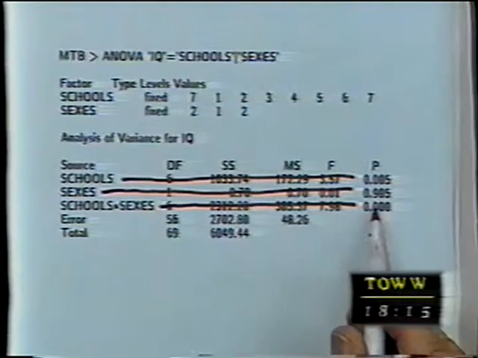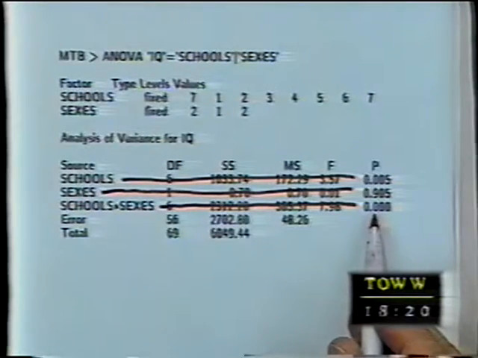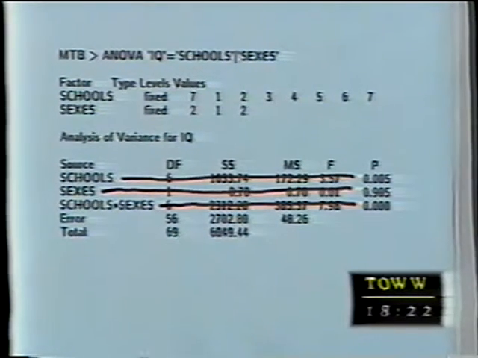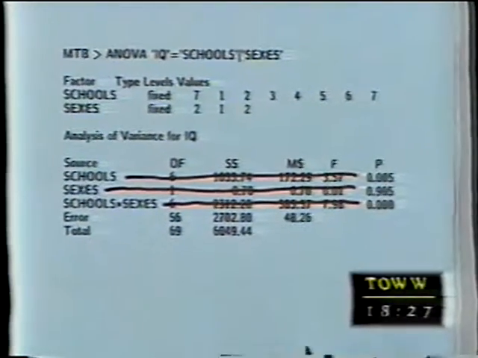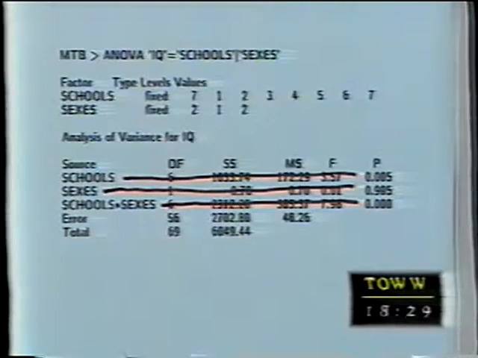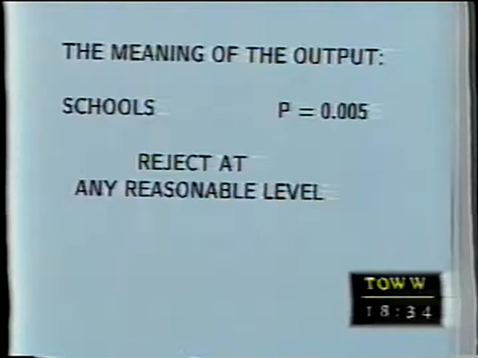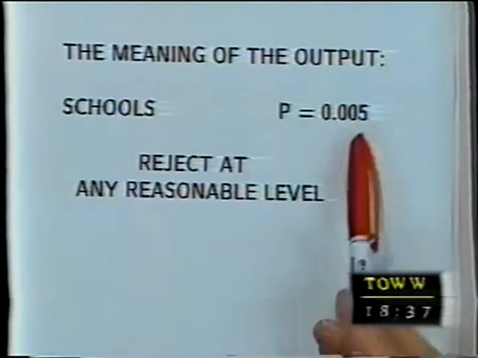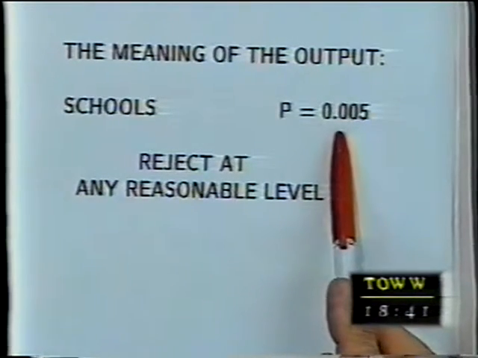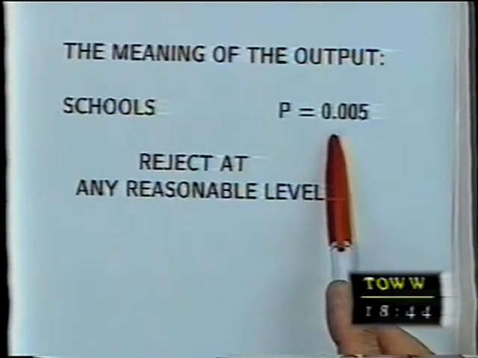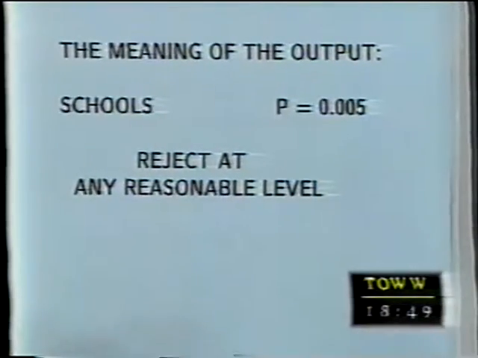How about interaction? For some strange reason, there's still a very high interaction. We're rejecting the hypothesis at any level that there's no interaction. Schools and sexes seem to interact somehow. That stuff is still left in there for some reason. Okay, let's go through it slowly. 0.005, reject at any reasonable level, because any level is bigger than 0.005. 0.1 is bigger, 0.05 is bigger, 0.01 is bigger. So reject at any reasonable level.